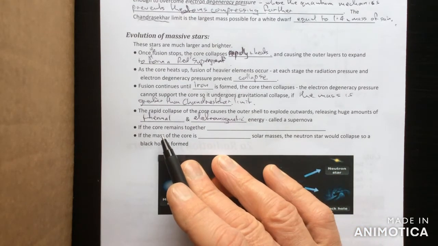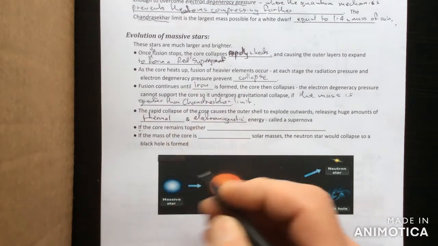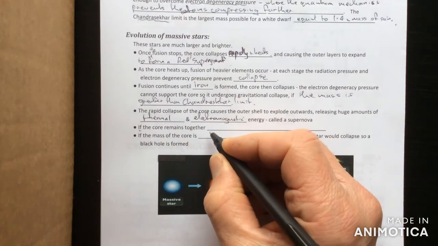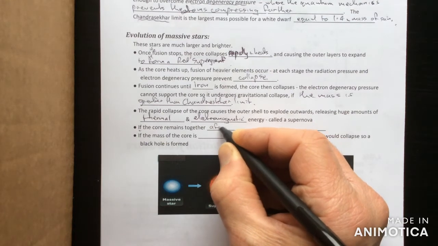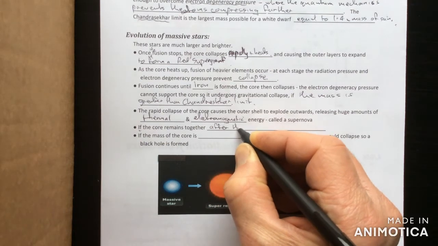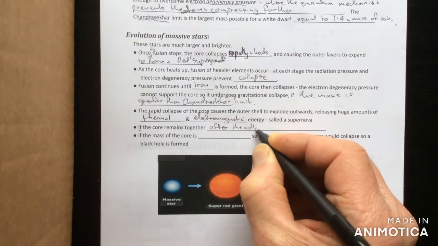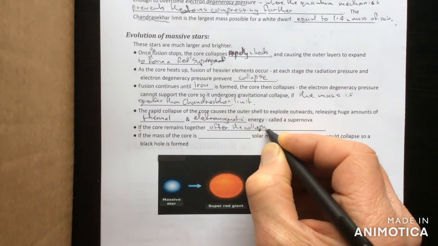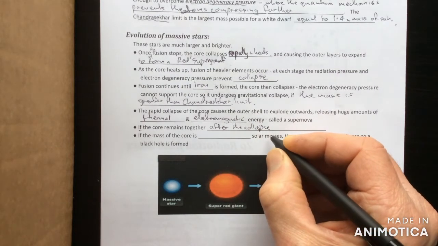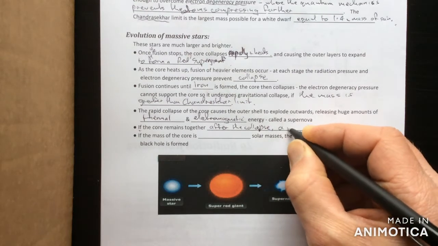So if the core itself remains together, notice it's an if, the core remains together, it doesn't collapse completely, so after the collapse, it doesn't break up, that is. What you'll get is a neutron star.